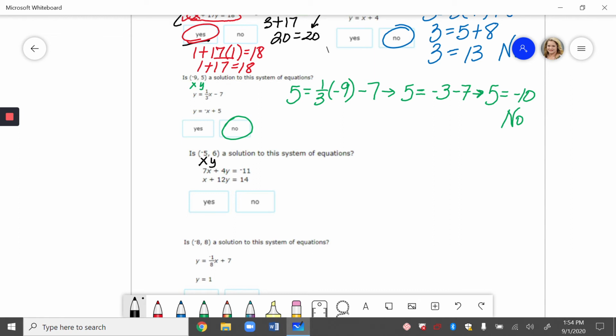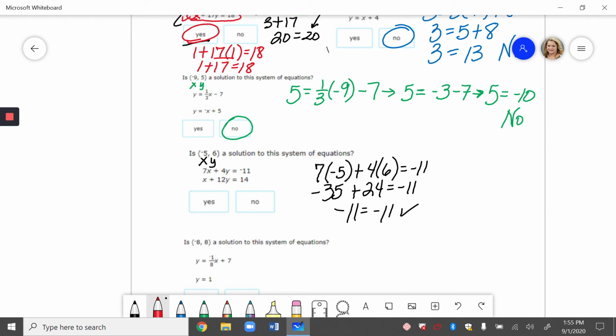X, Y. So 7 times negative 5 plus 4 times 6 equals negative 11. Negative 35 plus 24 equals negative 11. And negative 35 plus 24 does equal negative 11. So that one's a yes. Again, since we had a yes, we have to do it both times. We can't just use it once.